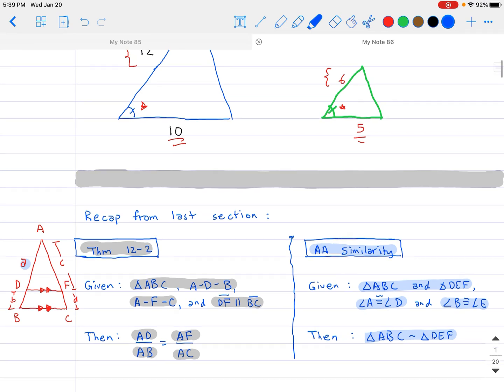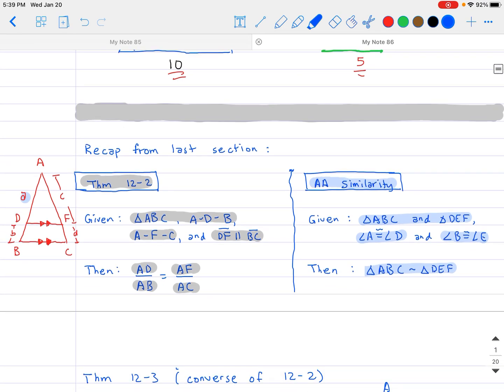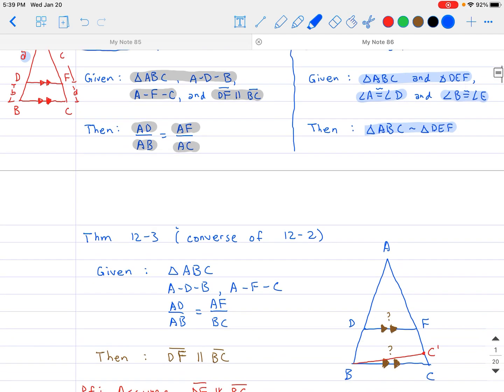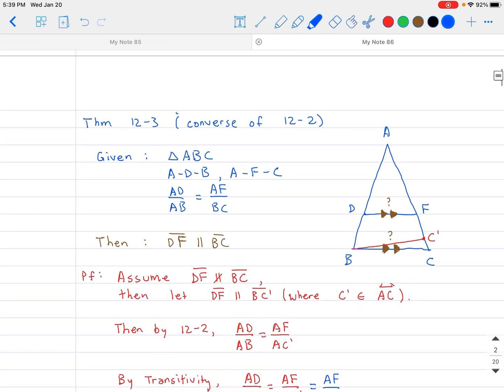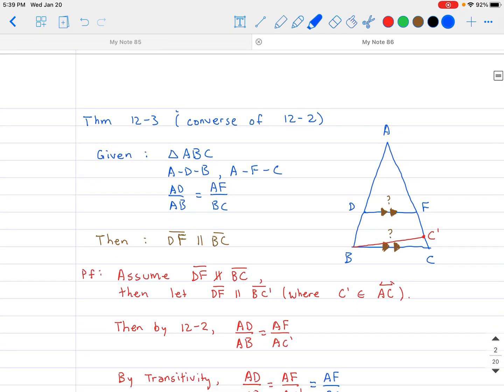Okay, so now what we're going to do is go back to these guys right here to help us prove that SSS similarity works and also SAS similarity works. So first I need to prove the converse of theorem 12-2. So this is going to be called theorem 12-3.